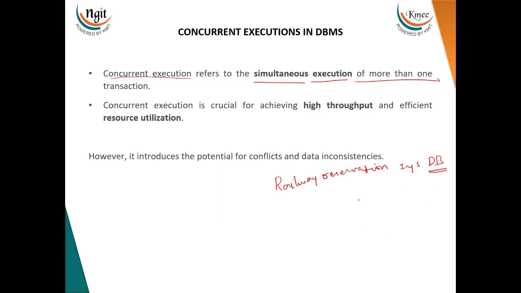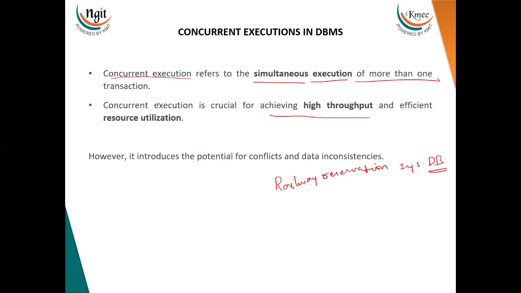So with this, we can say that there are advantages and disadvantages when concurrent executions take place. So the advantage we can have is that we can achieve high throughput. Throughput is nothing but the number of transactions that take place in a given interval of time.